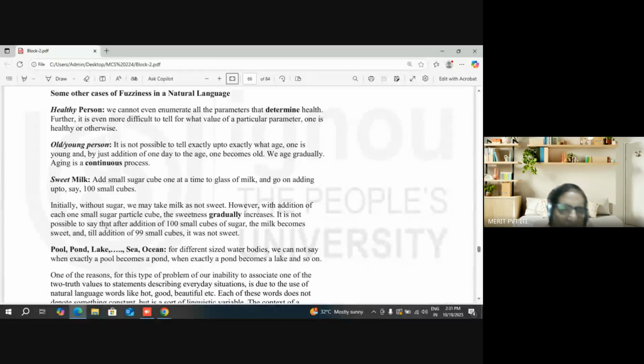Sweet milk: add a small sugar cube one at a time to a glass of milk and go on adding up to, say, 100 small cubes. Initially, without sugar, we may take the milk as not sweet. However, with the addition of each small sugar cube, the sweetness gradually increases. It is not possible to say that after the addition of 100 small cubes of sugar the milk becomes sweet, while until the addition of 99 small cubes it was not sweet. Pool, pond, lake, sea and ocean: there is a pool, a pond, a lake, a sea, an ocean. Which is bigger? Exactly when does a pond become a lake, and so on?